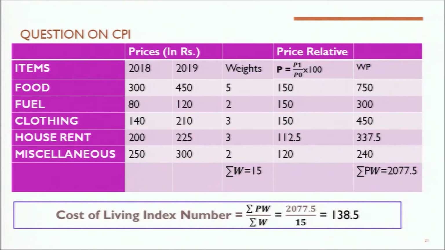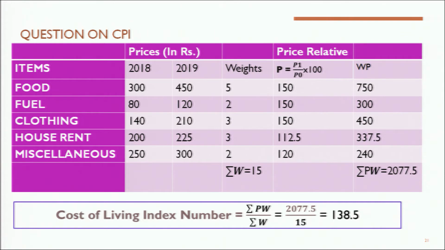Now how can we calculate the consumer price index or the cost of living index? If you recall, the formula was sigma of PW over sigma of W, and the capital P denotes your price relative. So firstly we will calculate the price relative. We will multiply the values of price relative with the weights, and then we will calculate the cost of living index number. How did we calculate price relative in the first part of the video? We divided P1 by P0 and multiplied the quantity by 100, which you can also see on the screen.